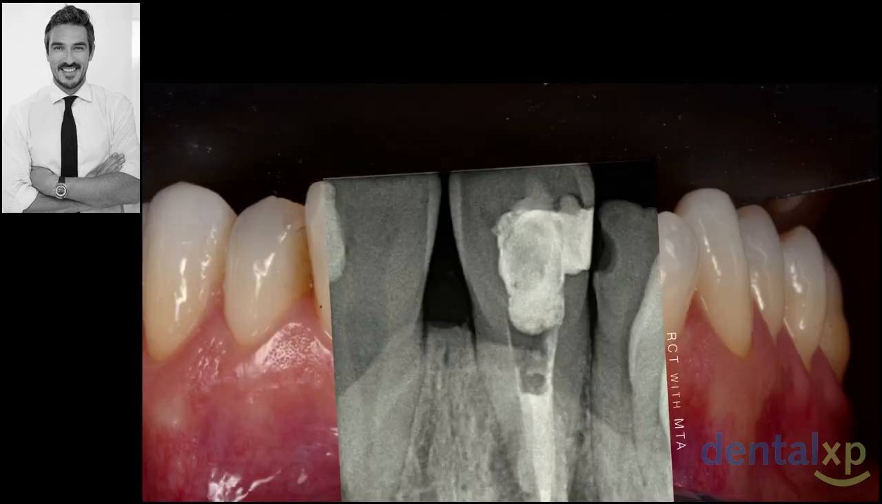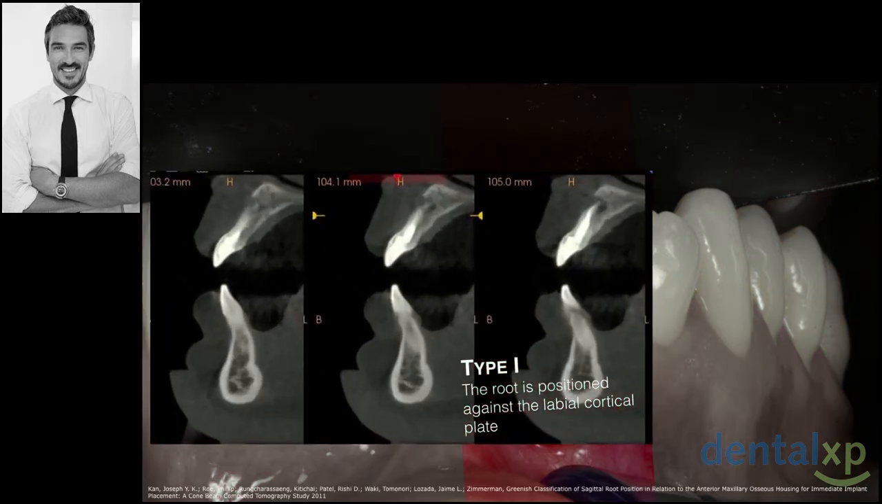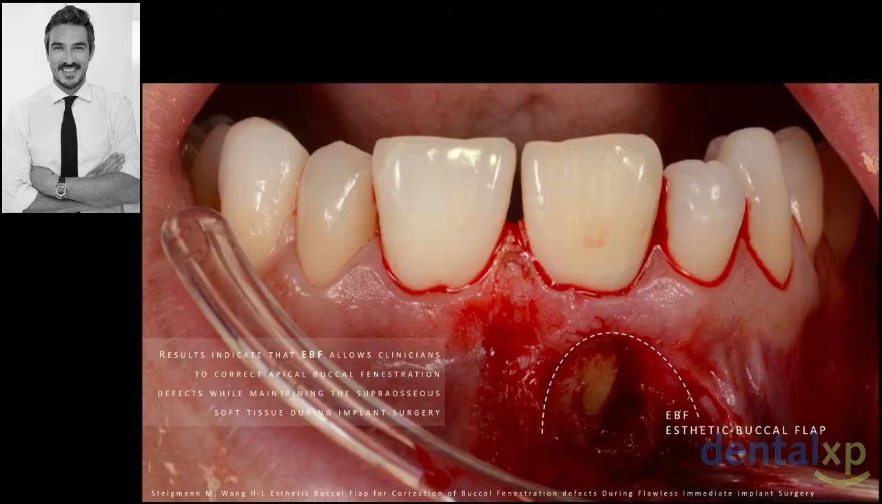So here's another case where we did the same kind of procedure, where we lost the entire buccal plates in a patient that lives in London, and high aesthetic demand. She also wanted to improve her smile and close the diastema. And she literally said, I would like a papilla.